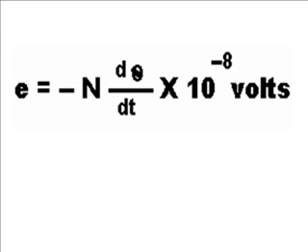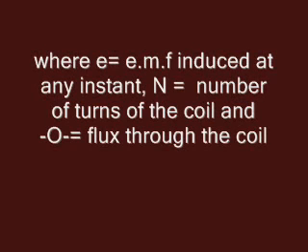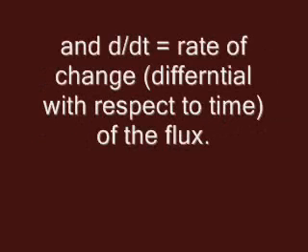E is equal to minus N dφ by dt into 10 power minus 8 volts, where E is equal to EMF induced at any instant, N is the number of turns of the coil, and φ is the flux through the coil, and dφ by dt is the rate of change, differential with respect to time, of the flux.